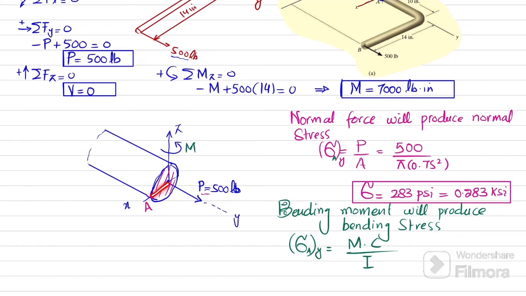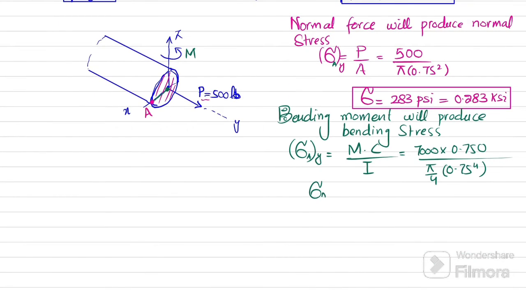Clear? And I is the second moment of inertia of this circular cross section. So put the values: M is 7,000, c is 0.750, and I for a circular cross section is equal to pi by 4 r to the power 4. So pi by 4 multiplied by 0.75 to the power 4. When you solve this, the bending stress at point A in the direction of y will become equal to 21.126 psi.